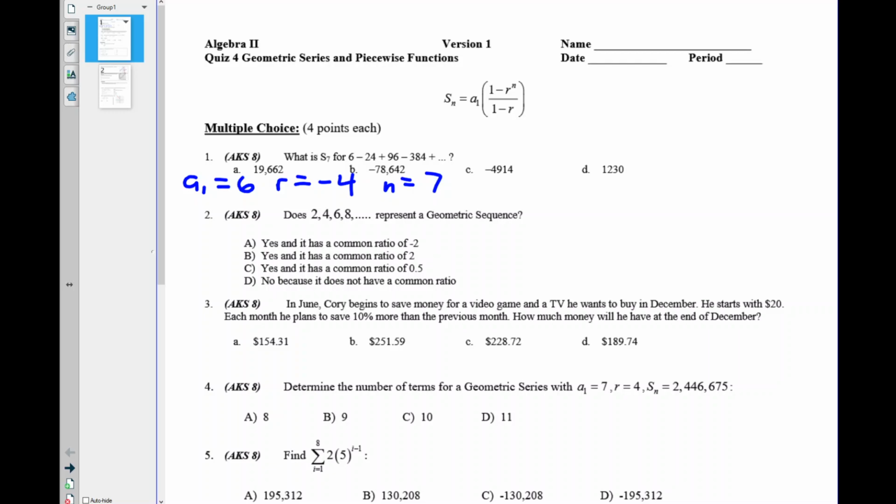Okay. When it comes to multiple choice, I know you realize that we're not really scrutinizing the work. So the sum of the first 7 numbers is the first amount.